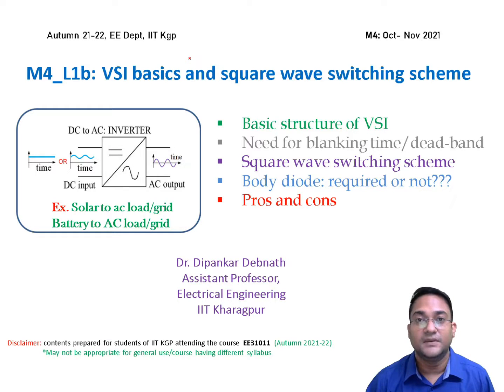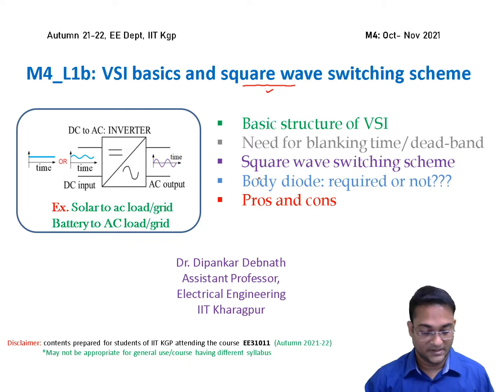Welcome to part B of lecture 1 under module 4. In this lecture, we are going to discuss basics of voltage source inverter and a very simple switching scheme for such kind of inverters known as square wave switching scheme. We shall also discuss some other interesting topics like whether we need body diode for different loading conditions, what is the need for blanking time, and what are the advantages and disadvantages of square wave switching scheme, etc.